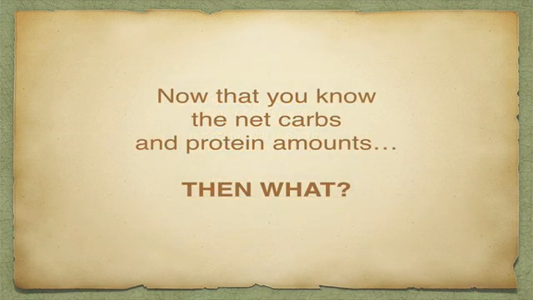So now you know the net carbs of that item, and you know the protein amounts. So what happens next? What do you look at next?